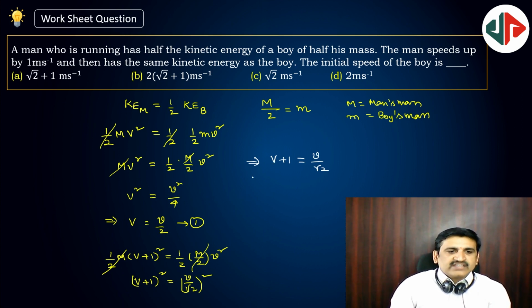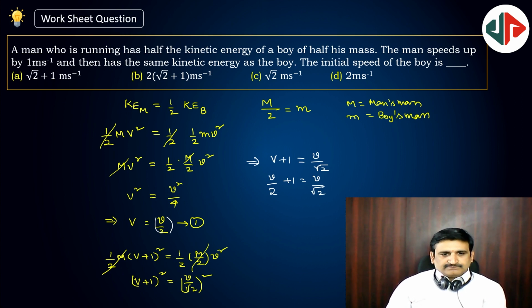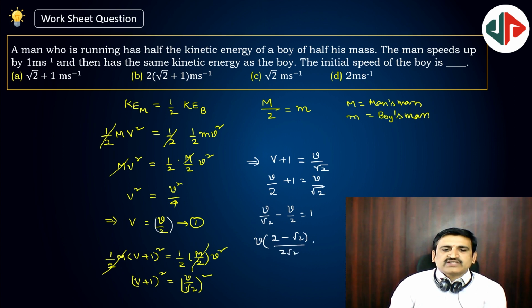What is V? V is equal to v by 2 we have. That I can replace: v by 2 plus 1 is equal to v by root 2. I want v. So what we can do better is v by root 2 minus v by 2 is equal to 1. What I did, v by 2 I took on one side. Then v times (2 minus root 2) by 2 root 2, just I took the LCM, equal to 1. So v is equal to 2 root 2 by (2 minus root 2).